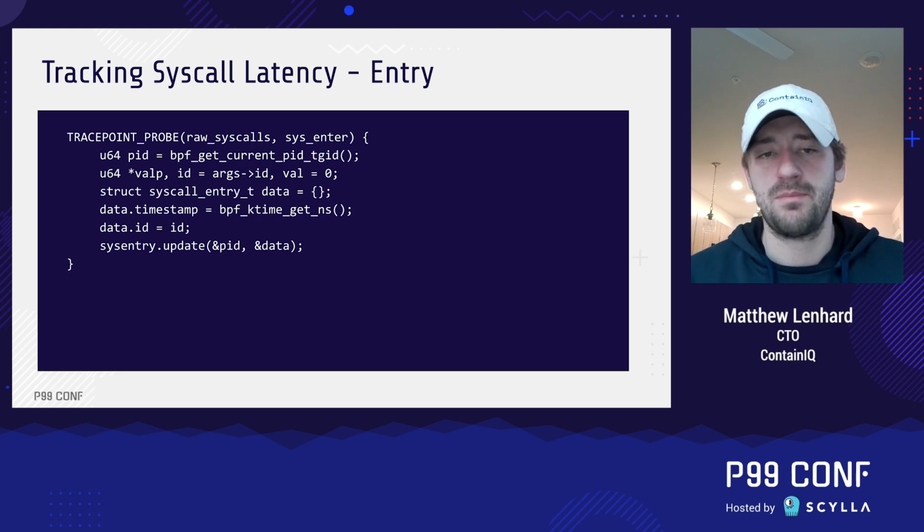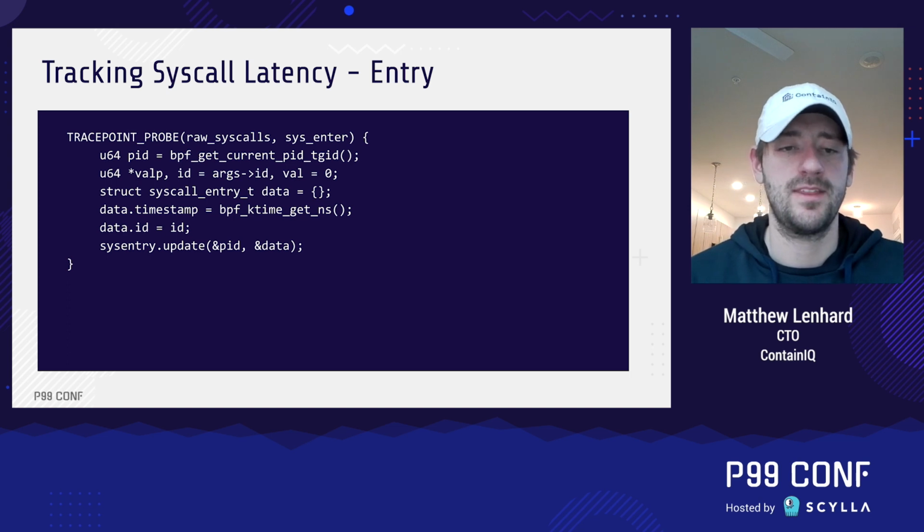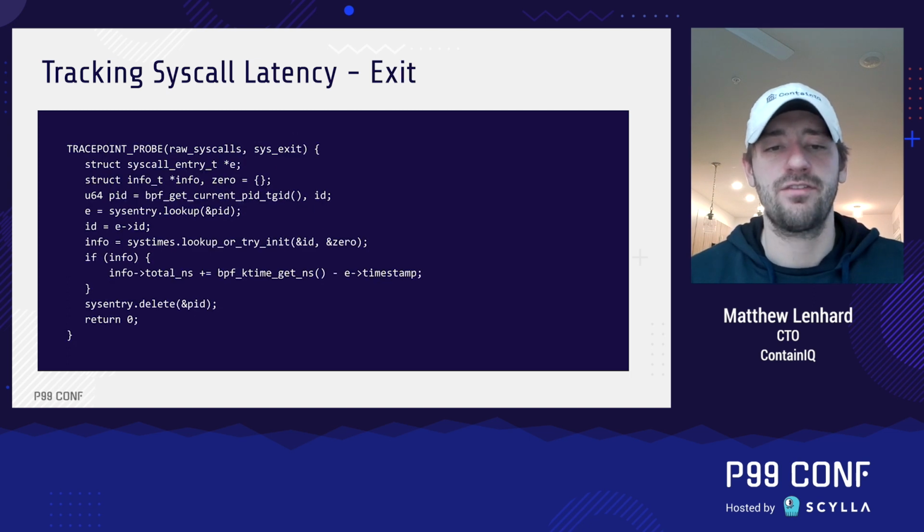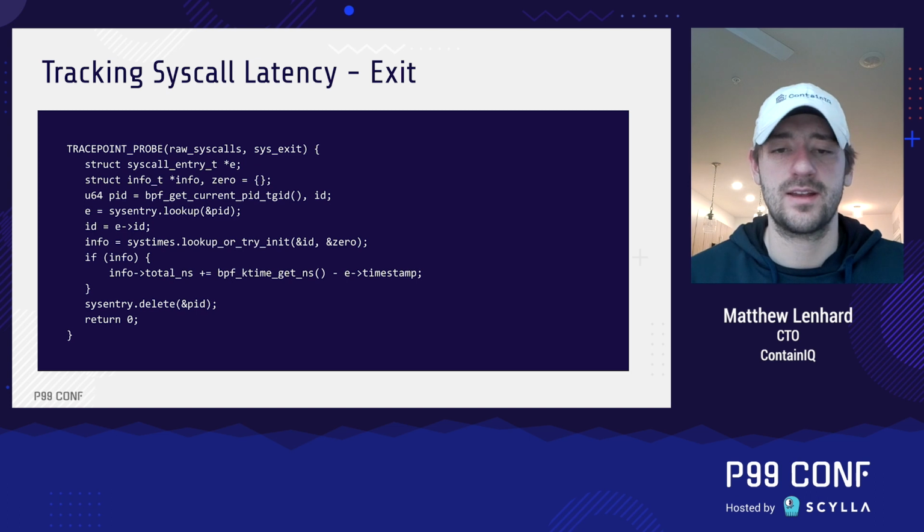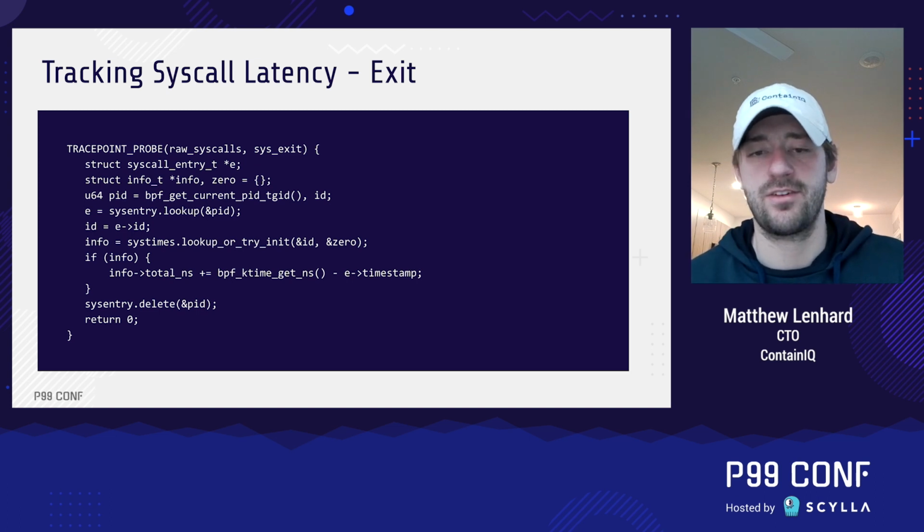The next step is hooking sysexit, where we're going to grab the current PID. We're going to use that to look up the syscall in the map, and then from there we can calculate how long that system call took to execute. Finally, we're going to delete that from our map.